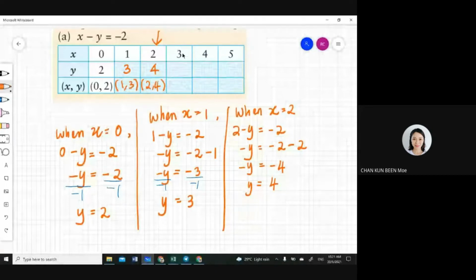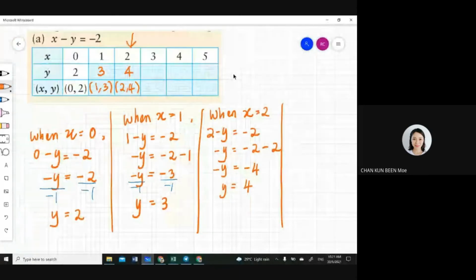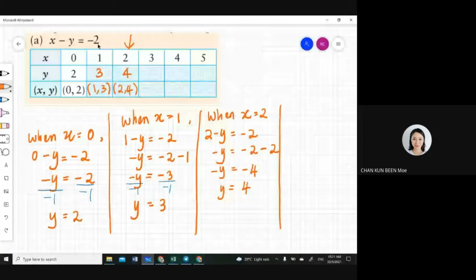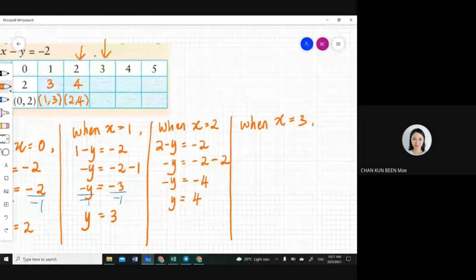So actually, I said you don't have to write down everything, right? So can you just substitute the 3 here with the value of the x? Okay, meaning I just substitute into the x over here. So 3 minus y is negative 2. Negative y equal to negative 2 plus or minus? Plus. It's not plus. Okay, if that's the case, I have to show you one by one because you can't get it. When x equal to 3 right now, 3 minus y equal to negative 2.